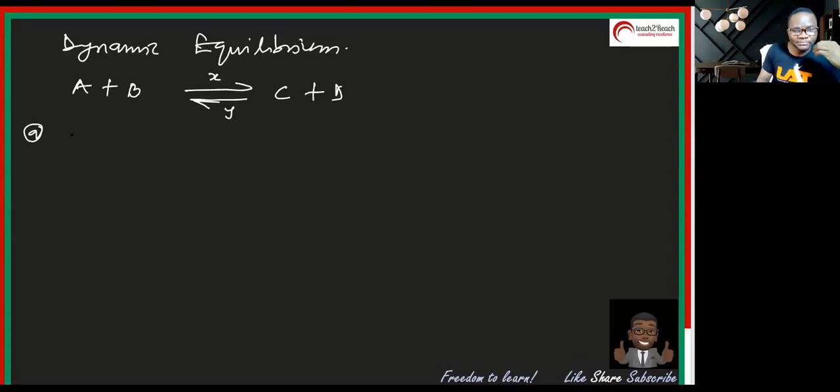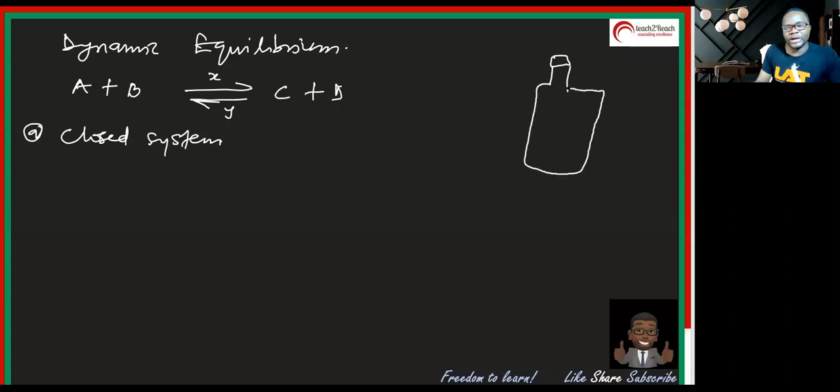Number one, equilibrium is only possible in a closed system. So what is a closed system? Let's assume that I have a bottle of Coke, a bottle of soda. Of course, you know how a bottle of soda is. I have soft drink inside.